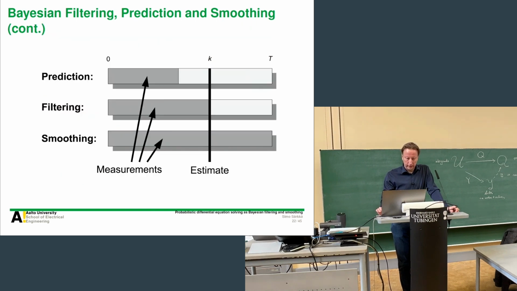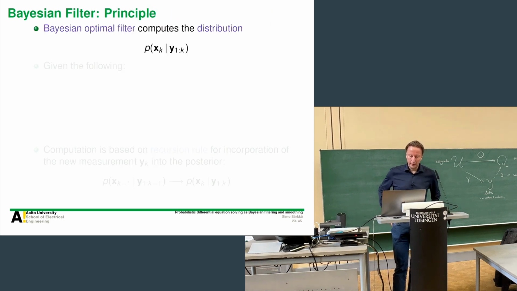And so this is trying to illustrate the filtering and smoothing. This is where the measurements are, and this is where the estimate is. But let's see what is actually happening, what this filter actually is. It is a computational method to compute these distributions using a certain kind of recursion.